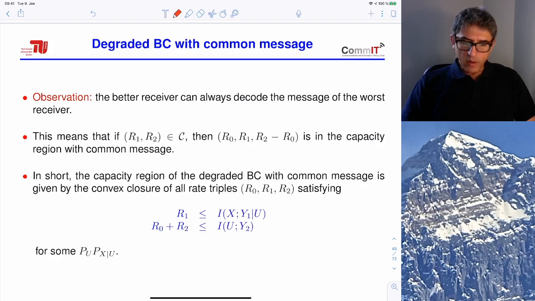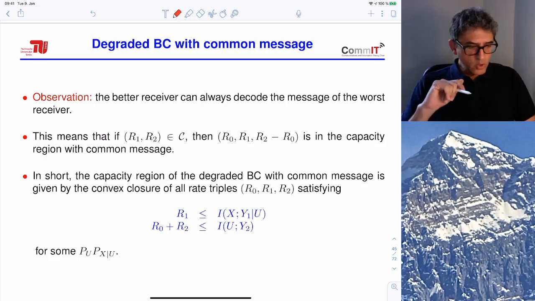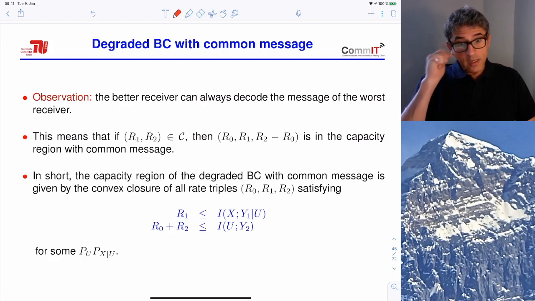So in the degraded case, we said that a channel is degraded if one user can stochastically emulate the output of the other user, and therefore he can always pretend to be the other user, which means whatever the other user can decode, also the better user that can emulate this can decode, which means that we can take the message dedicated to the bad user and split it into a part that is common, so of interest to both, and a part that is private.